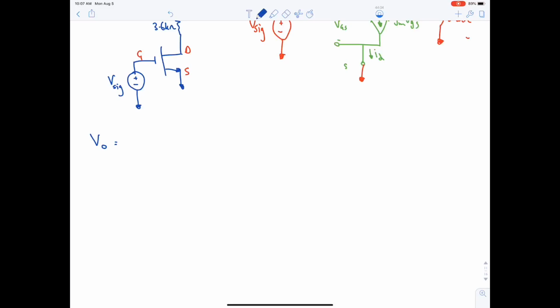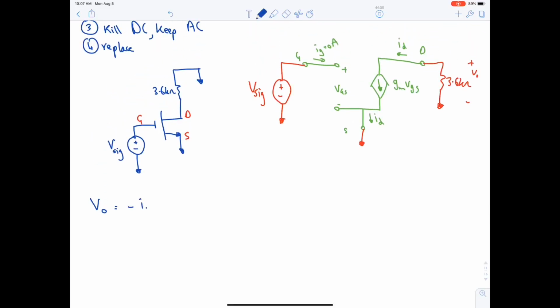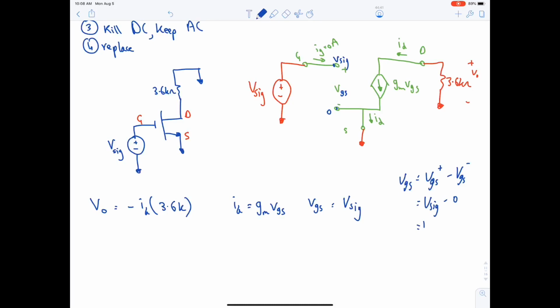We say that V output is equal to minus ID multiplied by 3.6K. And then ID is equal to gm VGS. VGS is equal to V sig directly, because there's an open circuit: this point is V sig and this point is 0. So VGS plus minus VGS minus, this is V sig, and this is 0, so it's V sig.